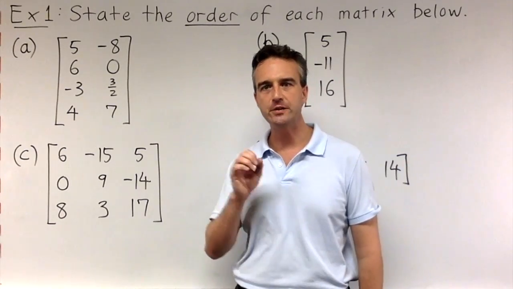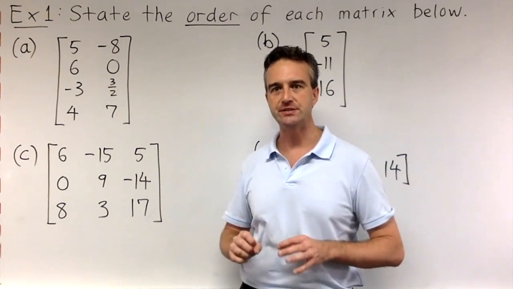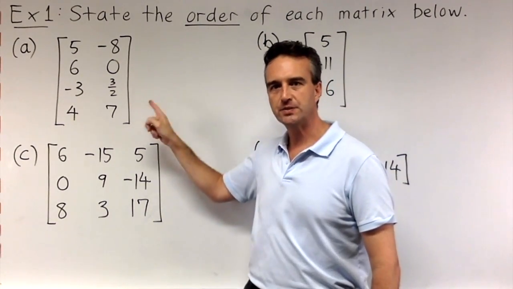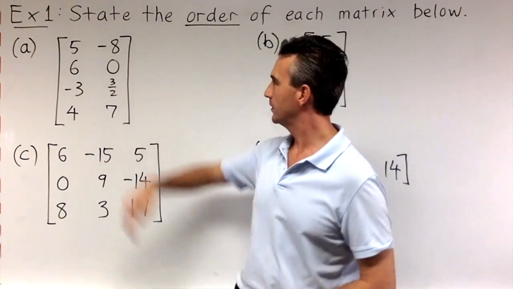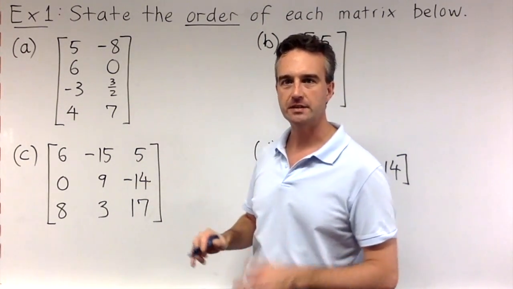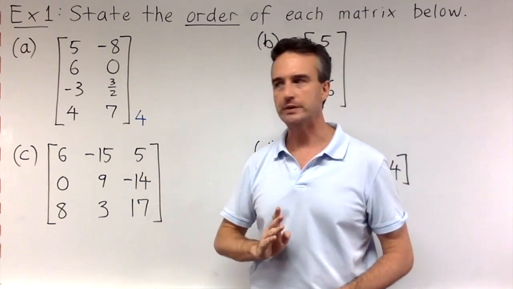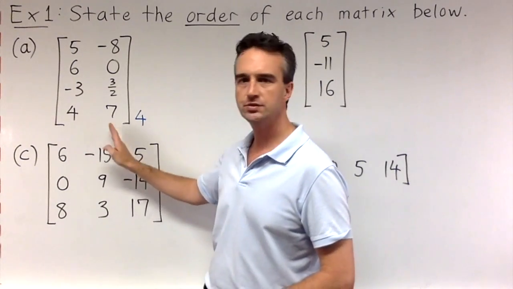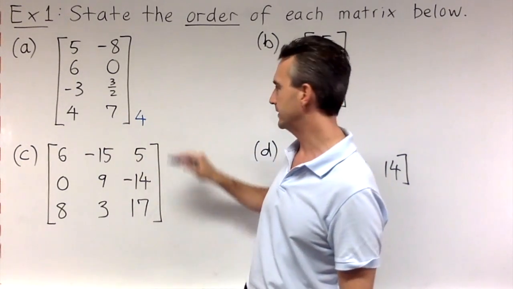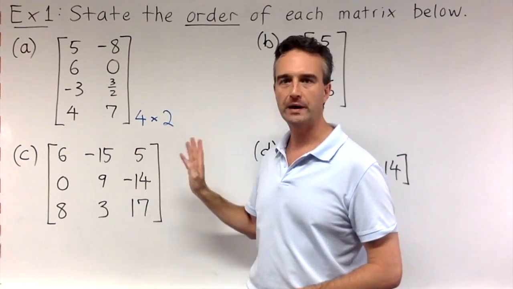Let's take a look at a few examples and see if we can figure out the order of some basic matrices. Let's take a look at this first one here. How many rows do we have? 1, 2, 3, 4. 4 rows. Let's write a 4 here. How many columns do we have? 1, 2. Let's write a 2 here. So the order of our first one is 4 by 2.